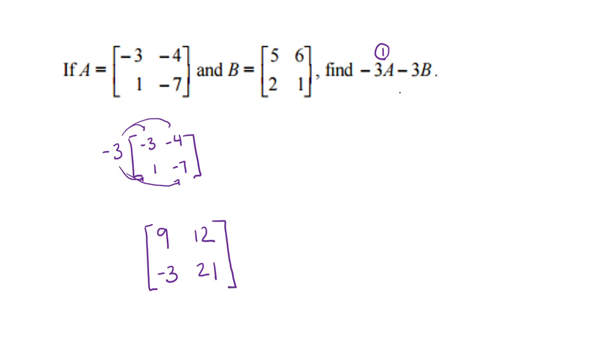I also have minus 3b. Let me do that in a different color. So minus 3 times b. That's what that means when you have a number right next to your matrix. Okay, so if I'm multiplying by a negative, it's really plus a negative. So we're going to add these together after I finish multiplying. And I get -15, -18, -6, and -3.